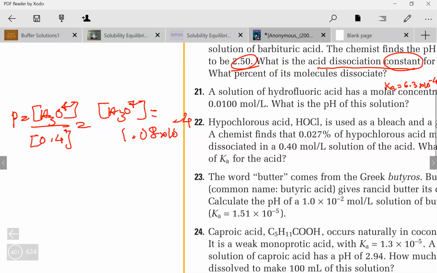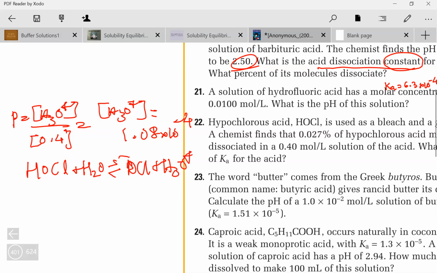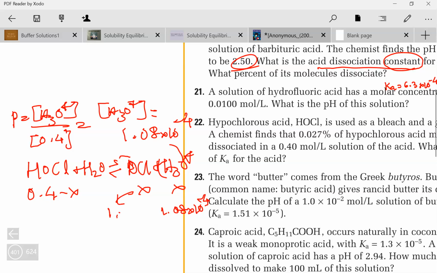And I think we can hopefully skip. Okay, well, this is the last ICE table we'll be writing because we don't want to write ICE tables. HOCl, H2O, OCl minus plus H3O plus. I'm going to write the final step. We're going to go down to 0.4 minus x, x, and x. And x we know is the H3O plus, equal to 1.08 times 10 to the power negative 4. This is the same as that, which is pretty much the same as that. Whatever this is, 0.4.